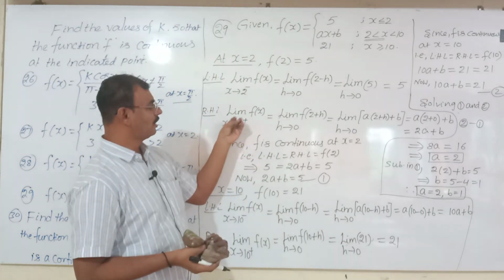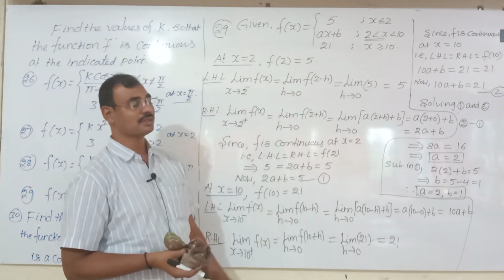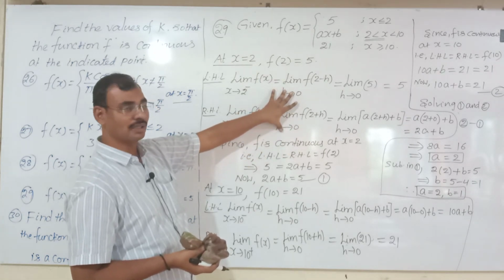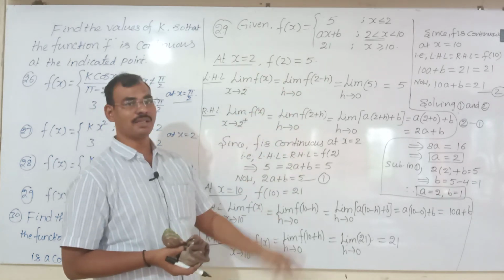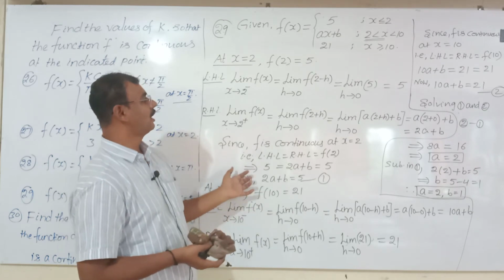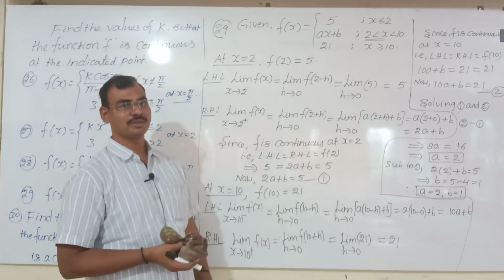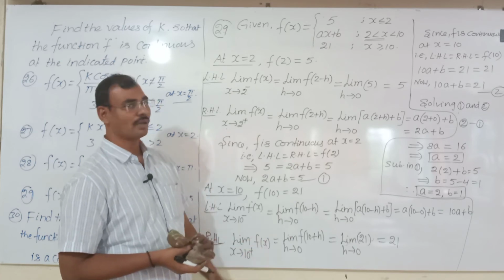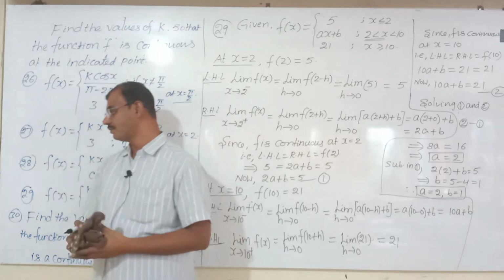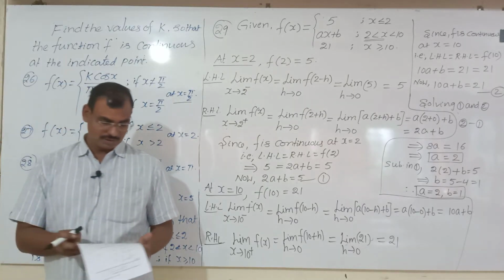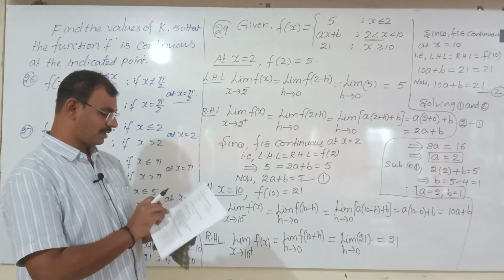Comparatively, our problem is a bit lengthy here. So with the help of this method, here we applied the same method twice. Like this, we have to find a, b, whatever constants are in the question. Okay, this is the method. Shall we do one more problem? This is up to 30 questions.